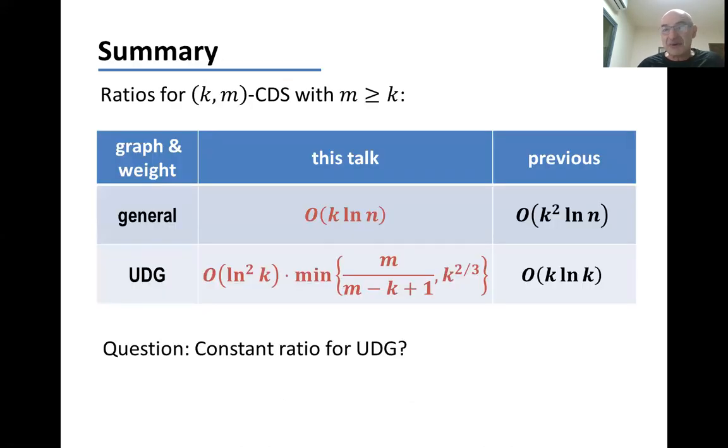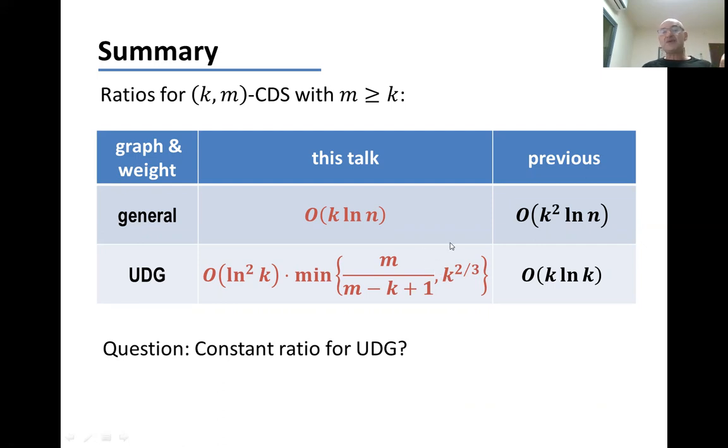Okay, so let's summarize. This paper analyzes the K-connected M dominating set problems for the case when M is at least K. The improvement for general graphs is by a factor of order K, from K squared ln N to K ln N, order of. And for unit-disk graphs, the previous ratio was order K ln K, which is a superlinear ratio. It is improved to a logarithmic ratio in the case when M is larger than K, when K is not too close to M. But in the worst case, even if K is close to M, the ratio is still sublinear, at most K to the power of 2/3.